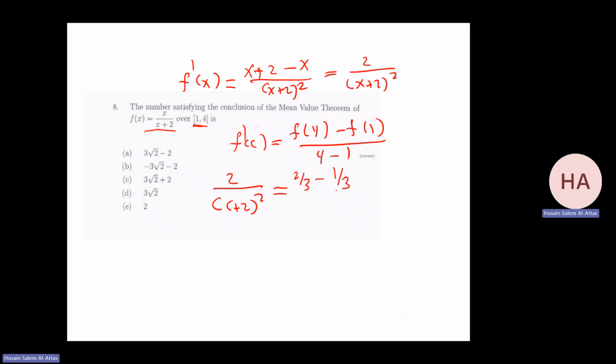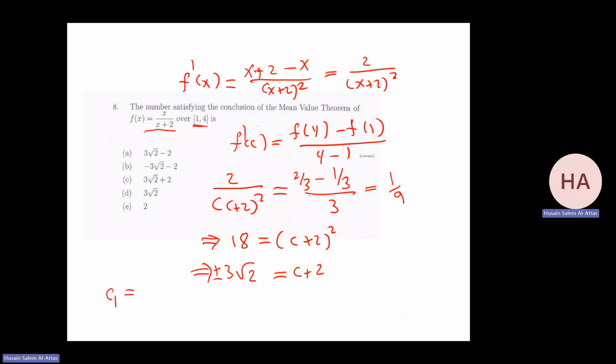2 over 3 minus 1 over 3, over 3. Yeah, I'm right. f of 1 is 1 over 3, and f of 4 is 4 over 6, which is 2 over 3. That gives me what? 1 over 3 over 3, that's going to be 1 over 9. So I have 18 equals c plus 2 squared. Take the square root. I have a square root of 18, which is 9 times 2. That will be 3 square root of 2 equals plus or minus c plus 2. So I have two c's. Let me conclude that c is minus 2 plus this. Okay, so I have c1 is minus 2 plus 3 square root of 2, and c2 is minus 2 minus 3 square root of 2.